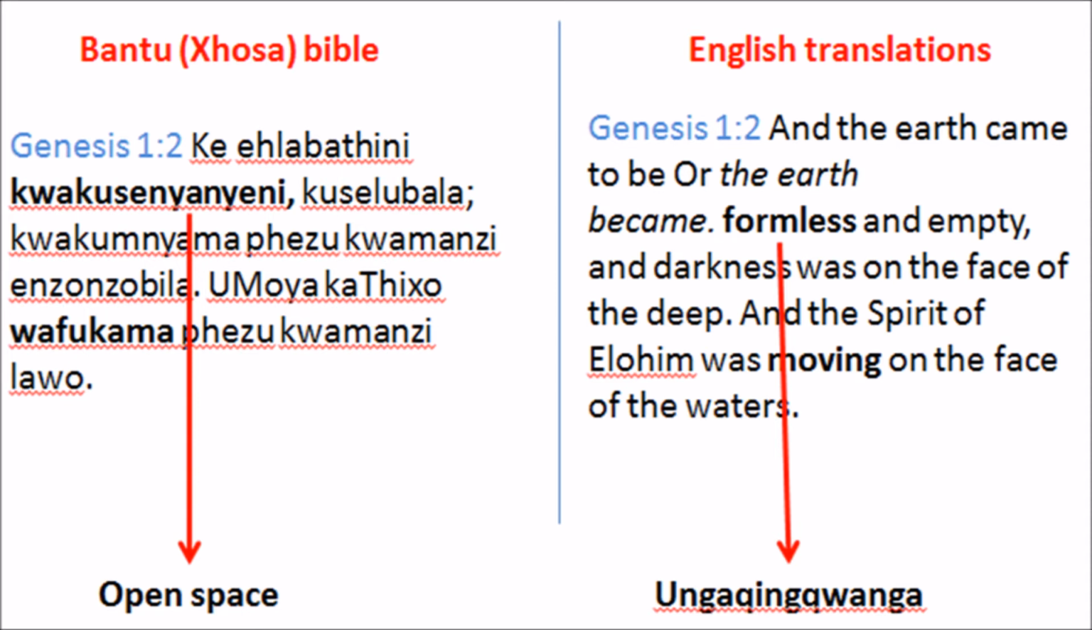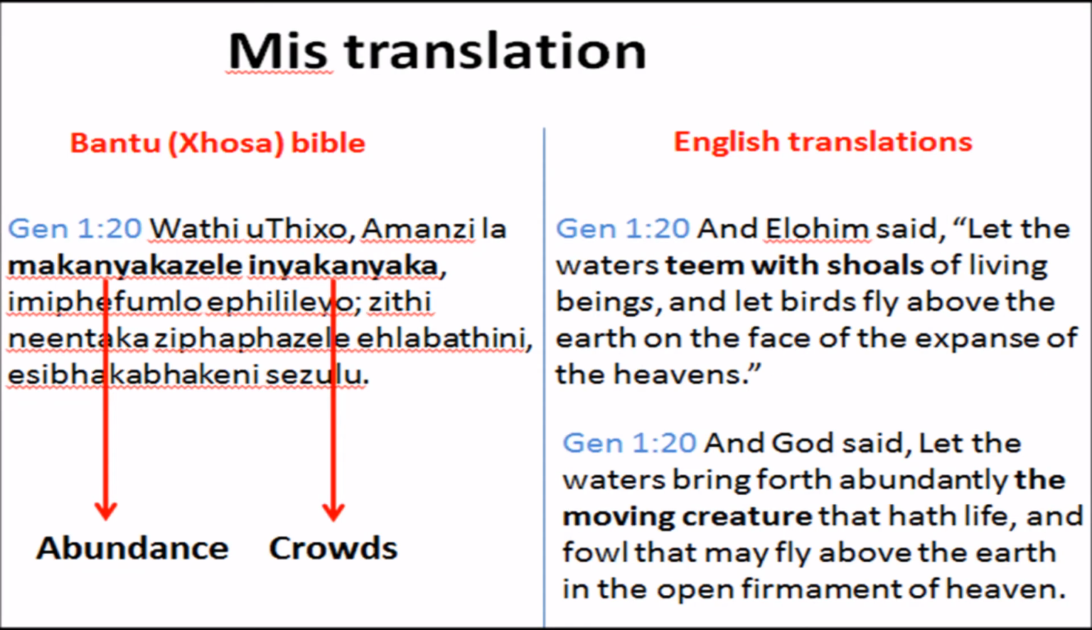Now, let's look at another example. Genesis 1:20. It says, "Watutiko amanzi la makanya kazele inyakanya," which means there must be an abundance of crowds. Nyaga means a group of things that have life in them. Not a crowd of people, but a group of things that has life in it. So nyagazele means abundance, a large group.